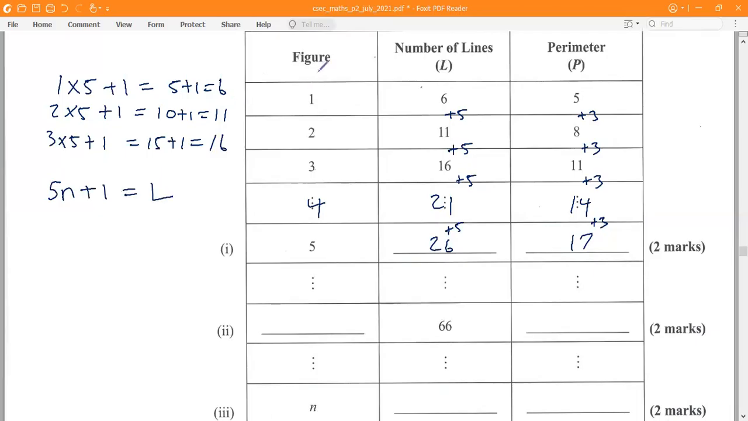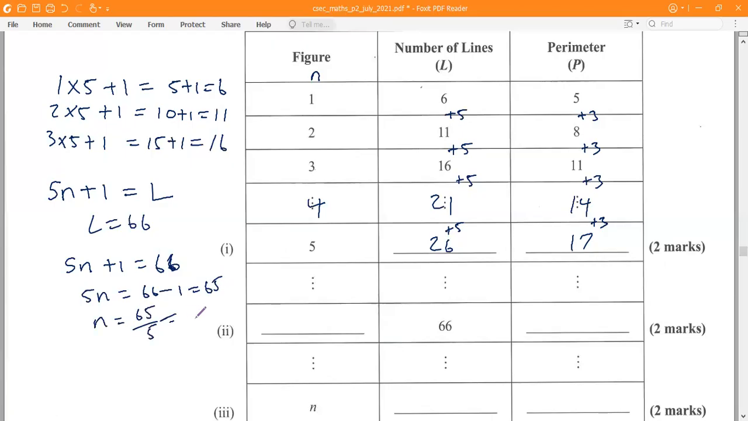So let's call this column n. If L is 66 now, we just substitute into this relationship, this equation. So we have 5n plus 1 is equal to 66. And we then solve this equation. 66 take away 1 is 65. Then we divide both sides by 5, and we get 13 here. So therefore, it's 13 over here. And we want to find out the last column now.